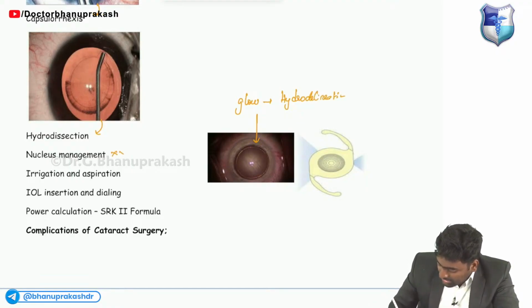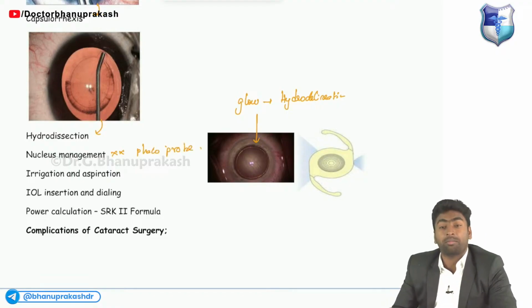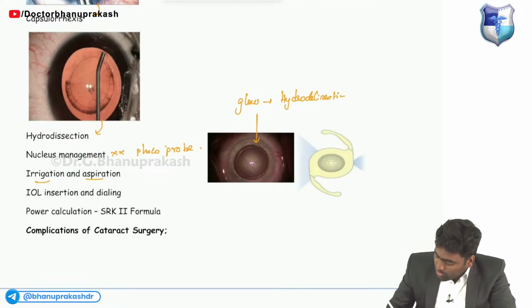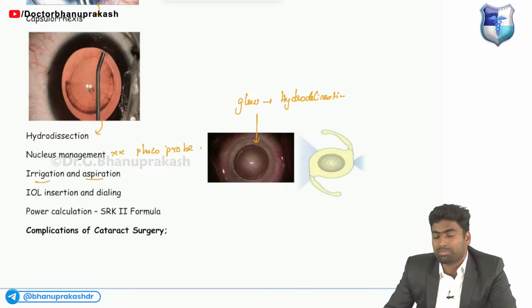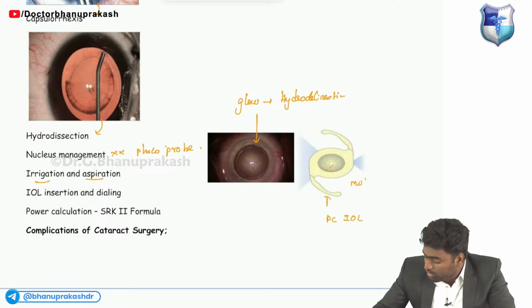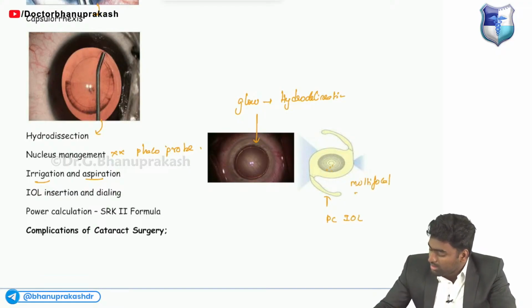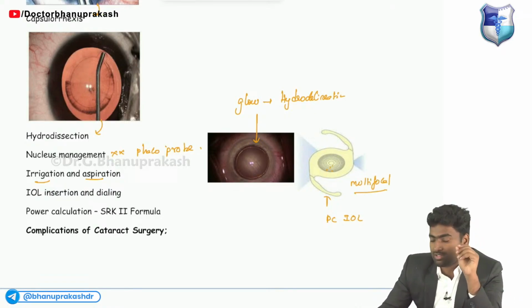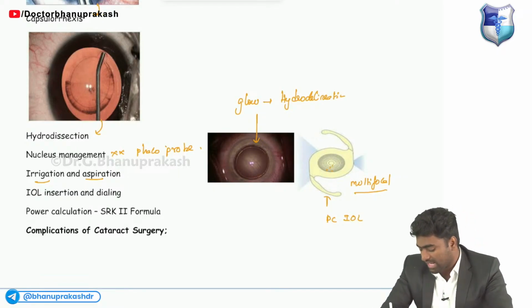Then you will break them. You will break with the phaco probe. And once you break with the phaco probe, you will aspirate them. Once you aspirate them, you remove the internal part of the lens. Then we'll place a lens, which is the posterior chamber intraocular lens. If you see, there are multiple concentric rings. So it is the multifocal PCIOL. Means for this, you don't need to wear additional glasses. Whereas if it is unifocal, then you need to give additional glasses also. Fine.